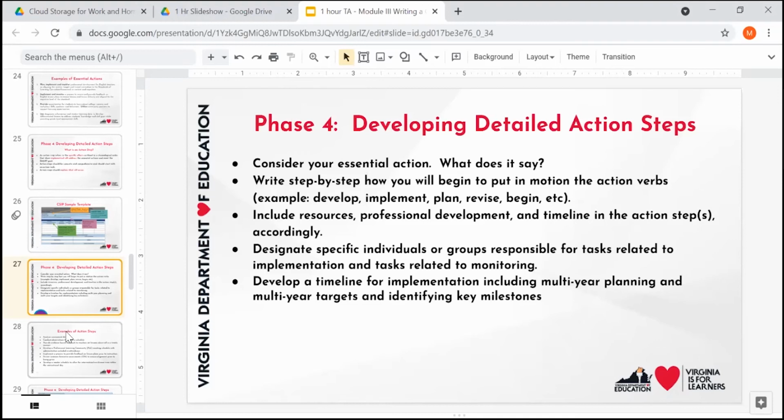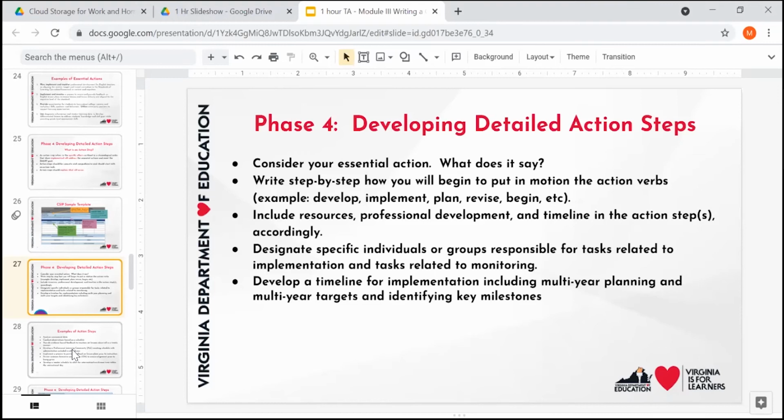And also what kind of benchmarks are you going to have within there, right? So if you do that professional development once, when are you then circling back to discuss it in PLC meetings? When are you then circling back to observe it in walkthroughs, right? So what are those benchmark action steps along the way?